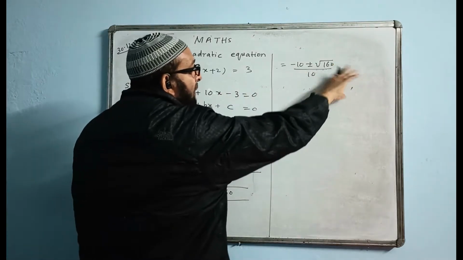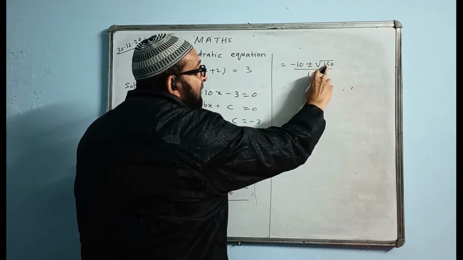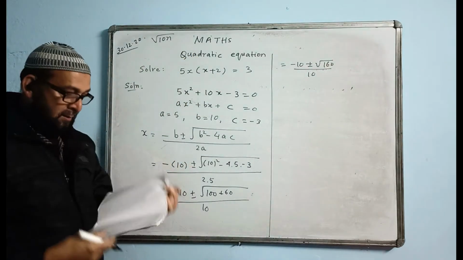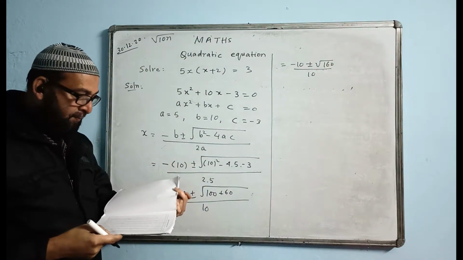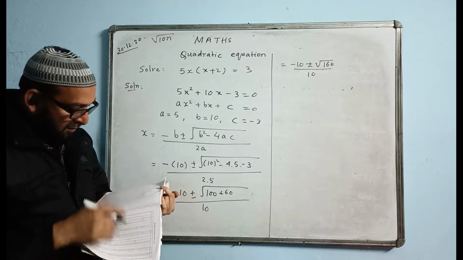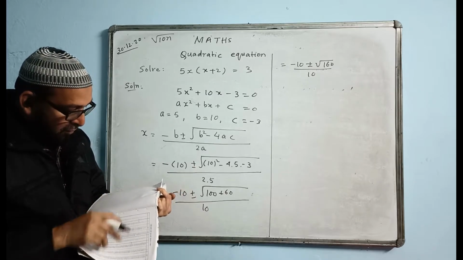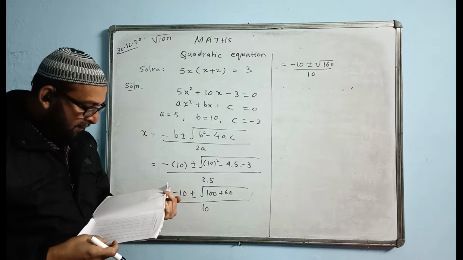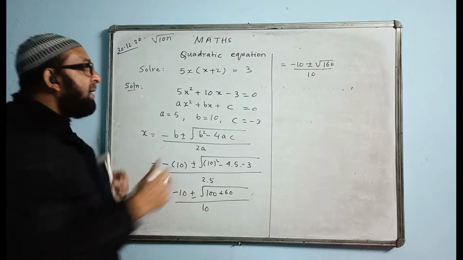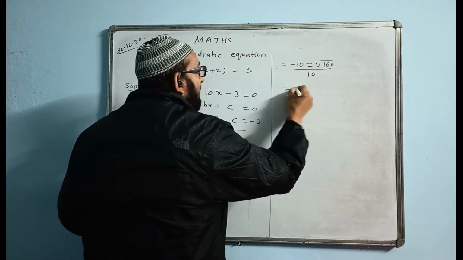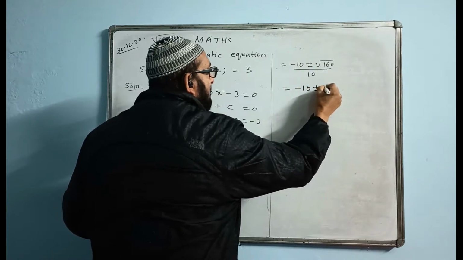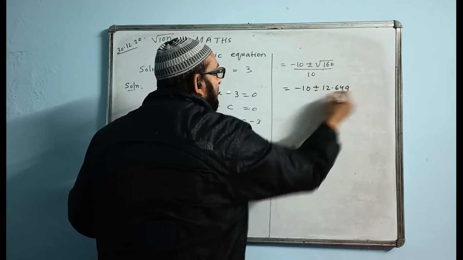If you keep aside the 10, then what is the number? What is the value of n? It is 16. That means the value for 16 is given in the book as 12.649. So we will add that value: minus 10 plus or minus 12.649, upon 10.